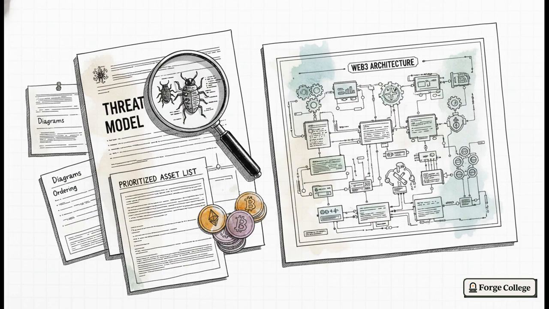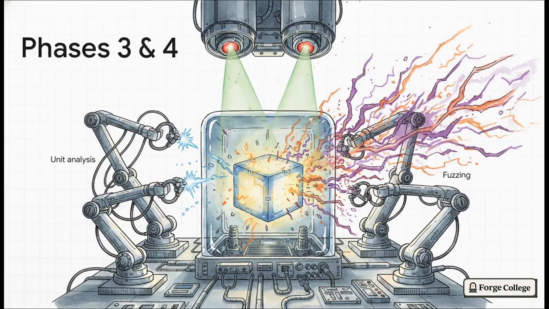You are translating your broad pattern choices into explicit one-page threat models, prioritized asset lists, component-level design diagrams, and highly explicit modifier ordering sequences. If you don't map out what you're protecting and how the pieces fit together now, your code is just going to be a tangled mess later. Next, we move into implementation and verification.